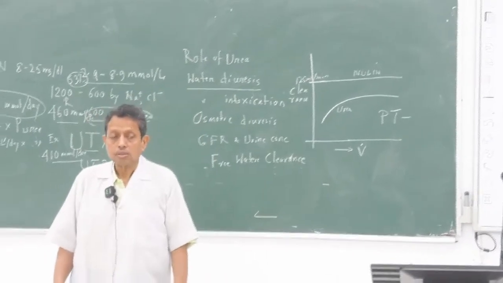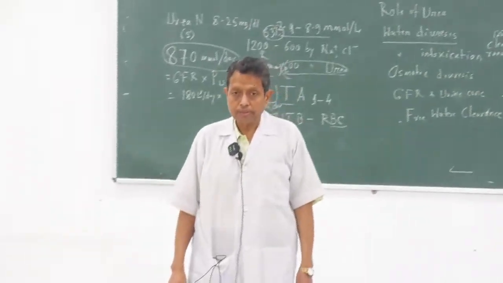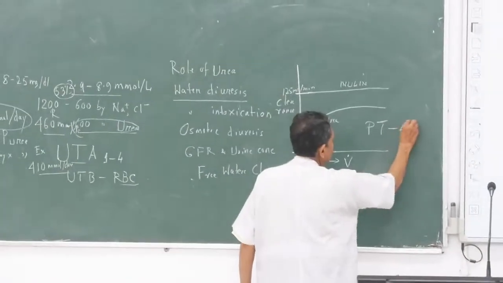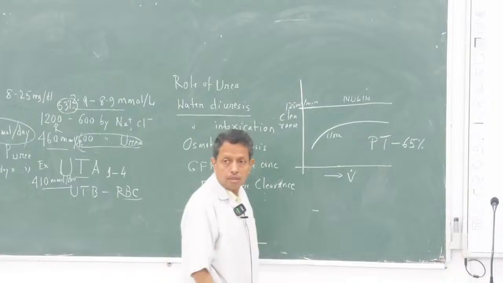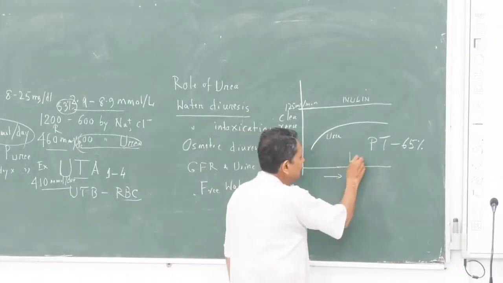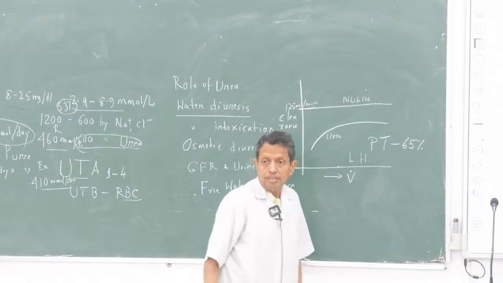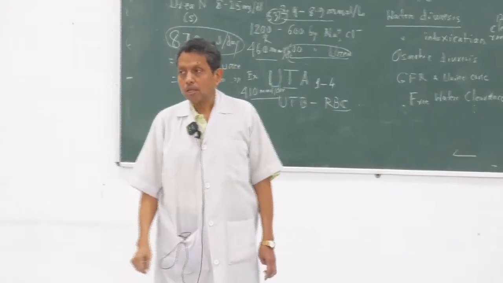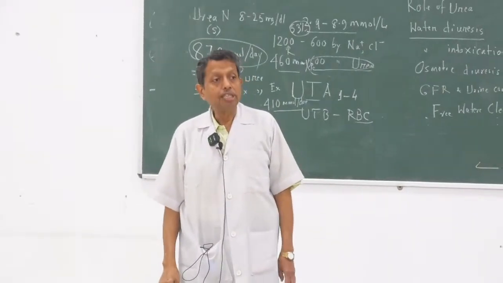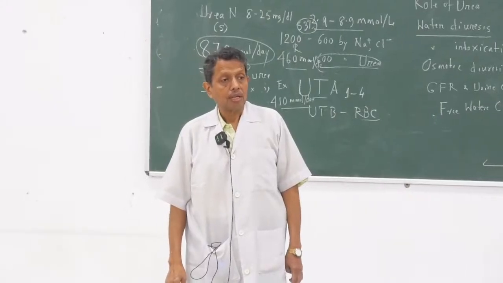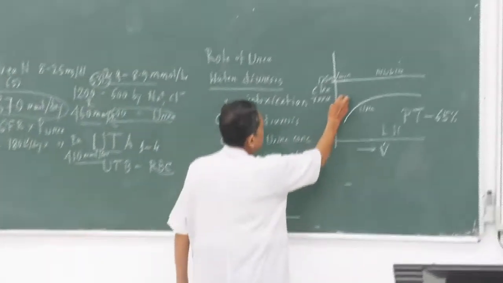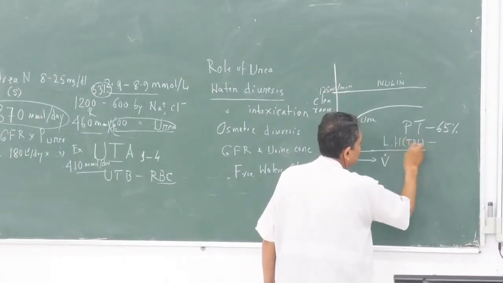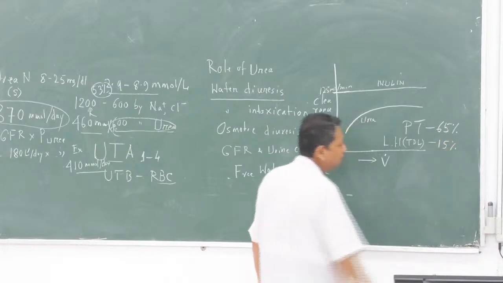Do you know? What did we say? 2/3 is absorbed there, that is 65%. Normally 65% of the filtered load is reabsorbed in the proximal tubule. Next, the loop of Henle. In which part of the loop of Henle is water reabsorbed? The thin descending limb of the loop of Henle. And here 15% is reabsorbed.